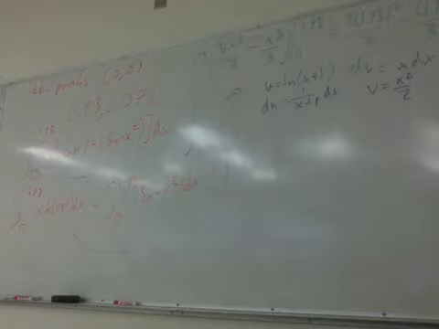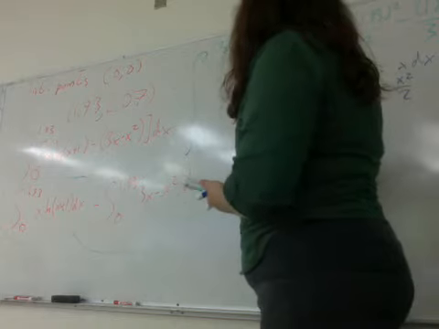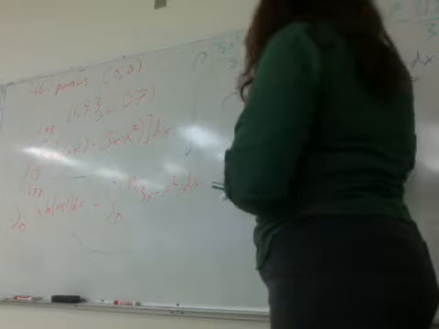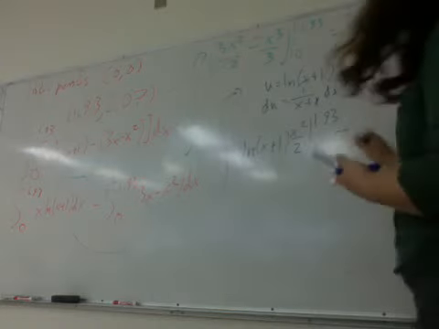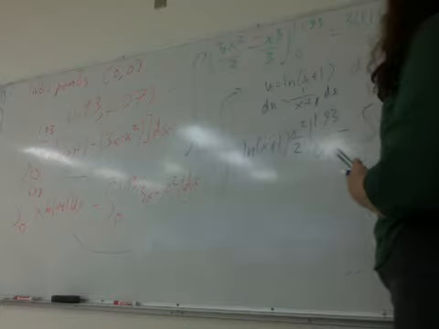Okay, so when I do that, that integral will give me u times v, ln(x + 1) times x squared over 2 from 0 to 1.93, minus the integral of v, x squared over 2, times du.